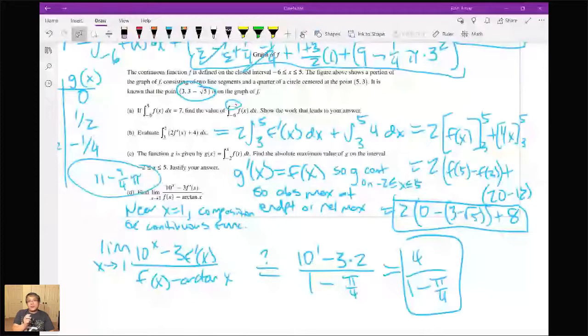The function has to be continuous at the critical numbers to use the first derivative test. It has to be continuous over the whole interval to use the extreme value theorem, Annika.